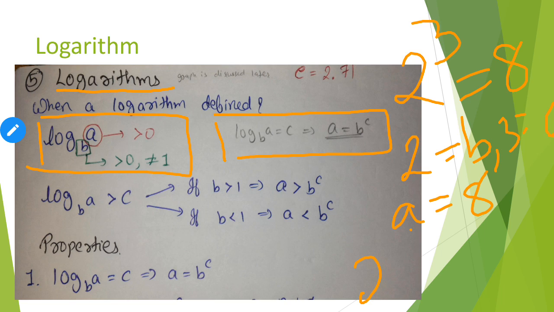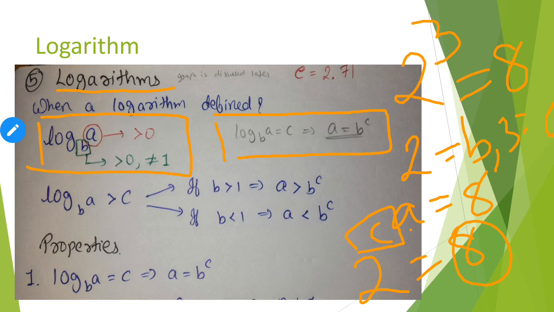If we are given 2 raised to c is equal to 8, how do we find c? So logarithm came into existence. By logarithm you can find c. If we apply log to the base 2 to both sides, we will get c is equal to 3. So this is a basic thing you have to remember while solving an example.